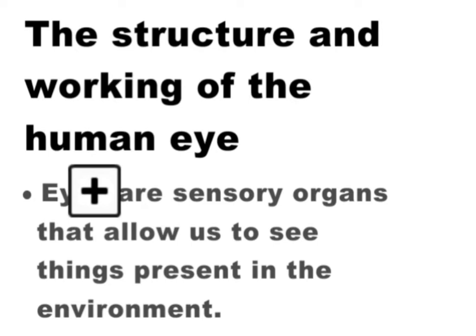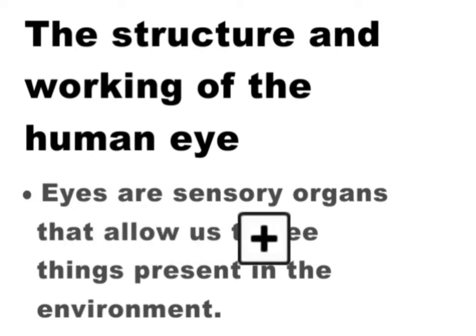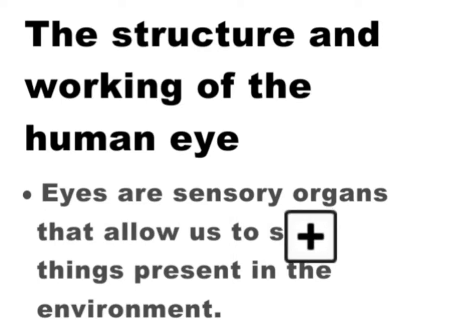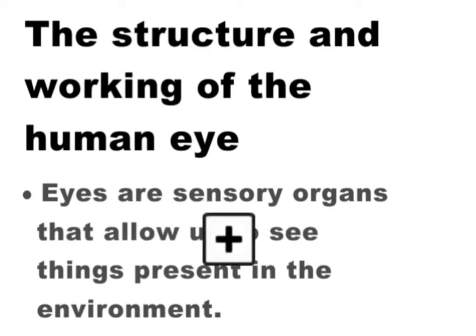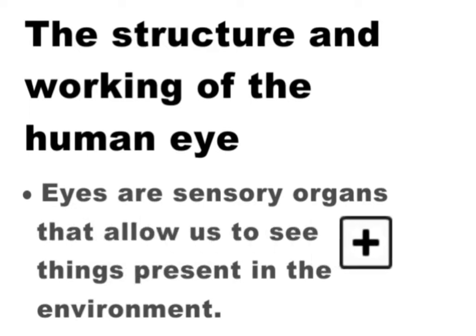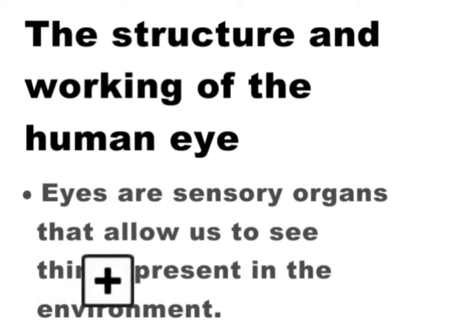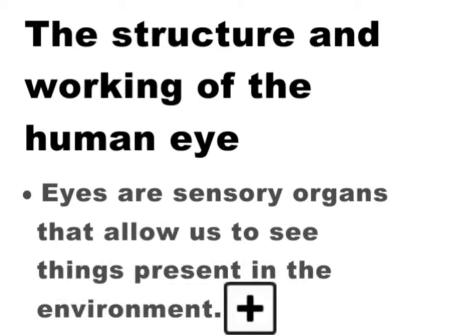So, my dear students, eyes are sensory organs. We have five sense organs, and out of them, eyes are very important sensory organs. They allow us to see things present in the environment. Eyes help us to see the objects around us. With the help of eyes, we can see the objects.